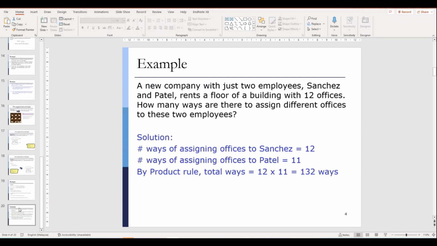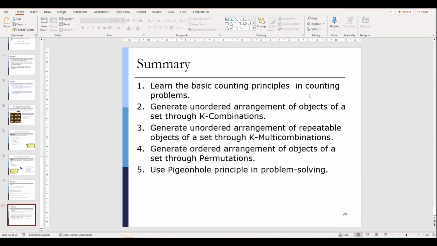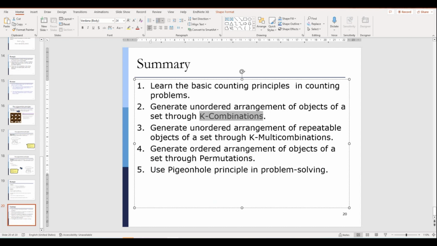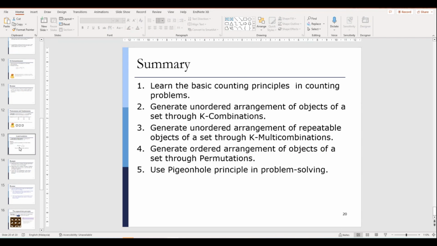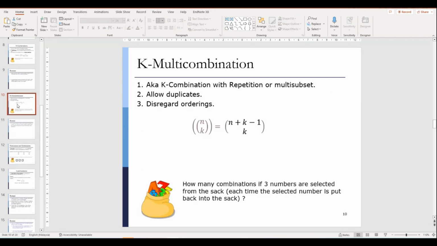All right. We have also learned about arrangement using k-combination, and if we have repetition, it's called k-multi-combination. If the order, i.e. the arrangement, is important, then it's called permutation. The formula for permutation and combination is quite similar also. So the difference is what? For permutation, you don't divide by one more figure.